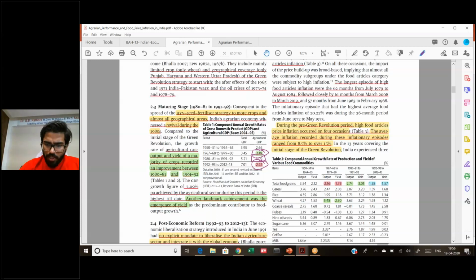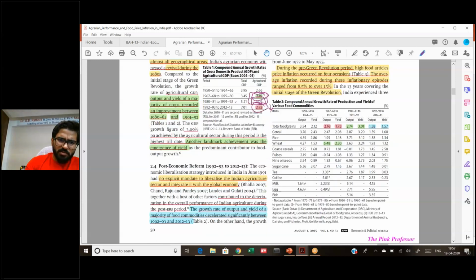What we are going to argue is that despite the fall in growth rate in this phase 3, as compared to the maturing phase, we have seen a decline in growth rate, but still, when we compare the food inflation across these periods, we will see that the food inflation is much lower in the post-economic reforms phase as compared to the pre-economic reforms phase. So this is what is mentioned here.